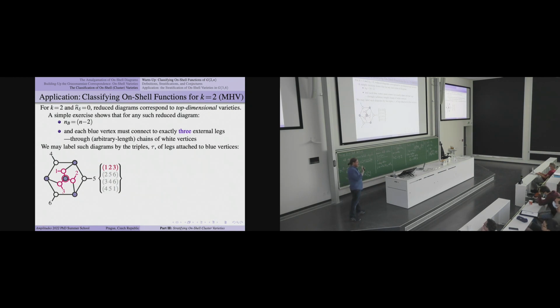This is not ordered, by the way. So it's an unordered triple, and so the list of triples is unordered. So you have 2, 5, 6, you have 3, 4, 6, and you have 4, 5, 1. This is your list of triples. Now let me tell you how to write down the function up to a sign given these triples.